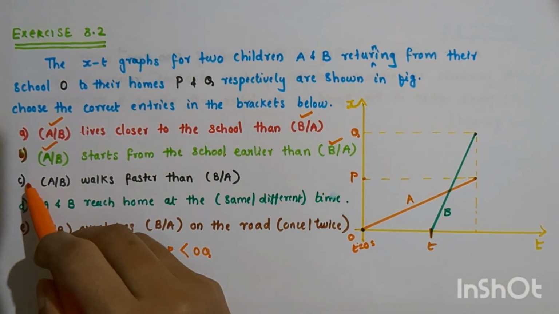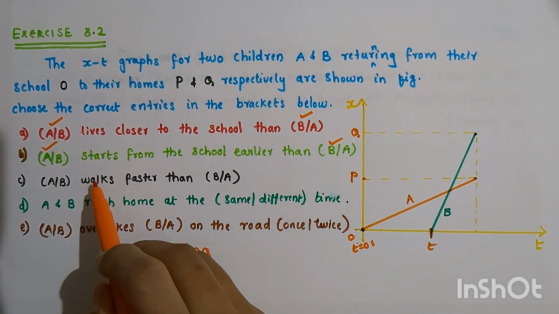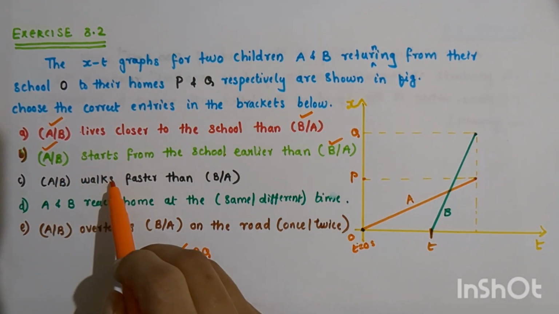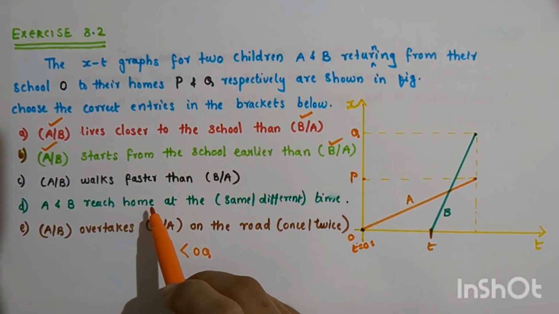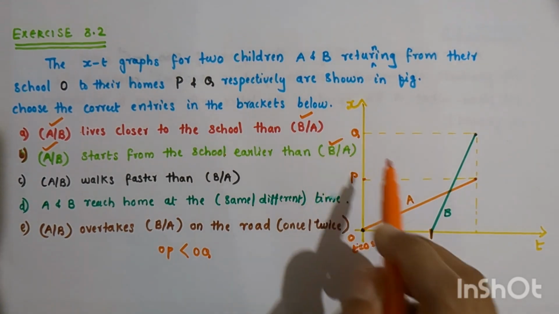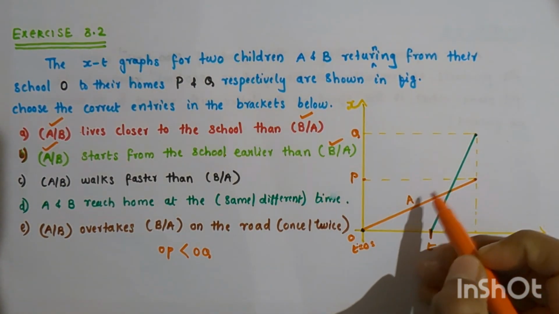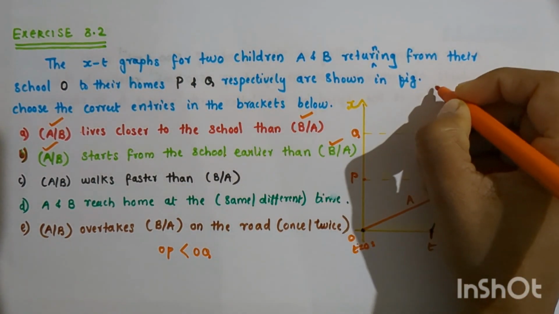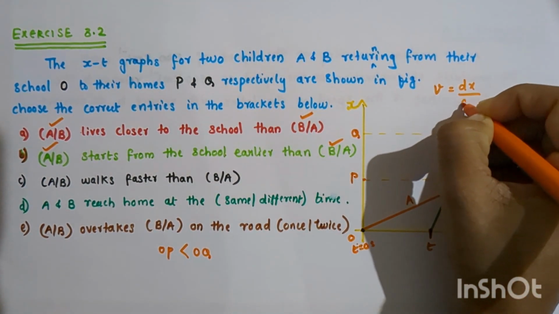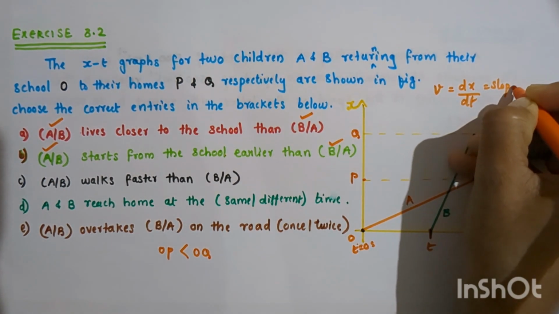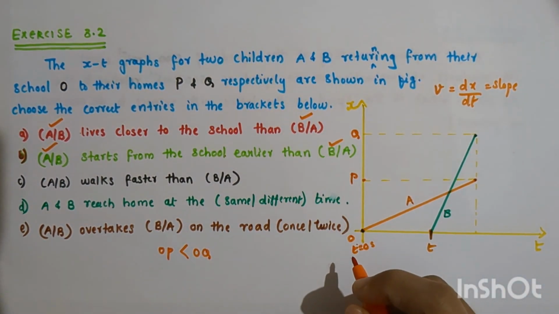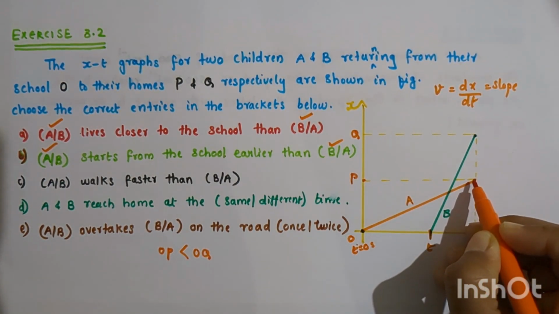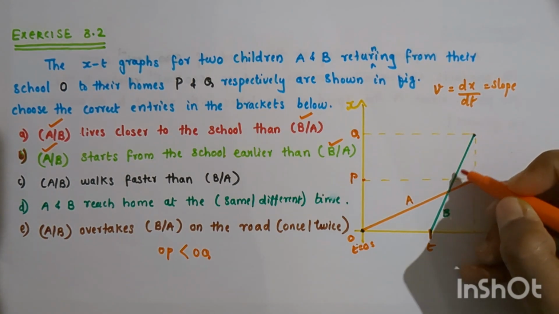Now see the third one, C. A or B walks faster than B or A. That is, A walks faster than B, or B walks faster than A. Which one would be the correct option? So you see, this is a position-time graph for A as well as for B. We know that the speed or velocity is actually the slope of the graph. Speed is the slope of the position-time graph. So this is the position-time graph for A. This one is the position-time graph for B.